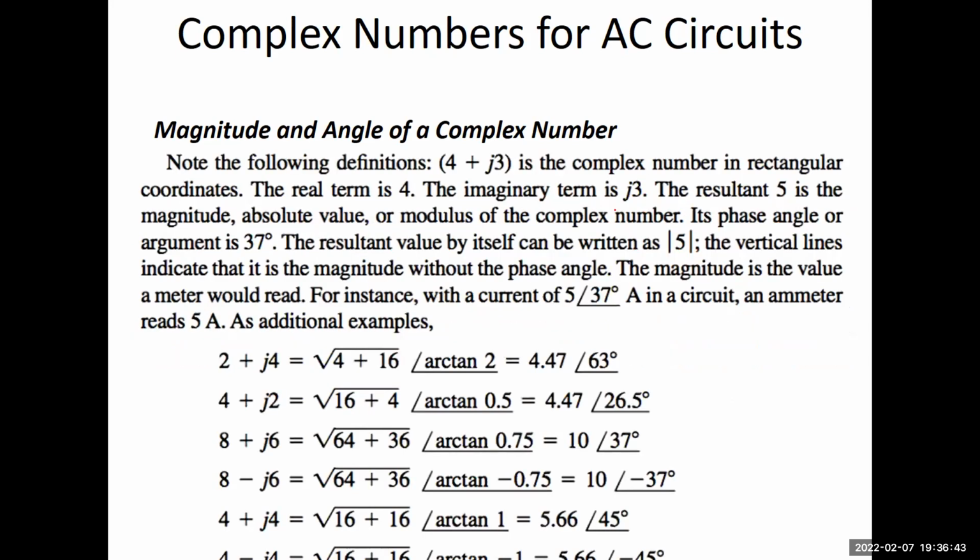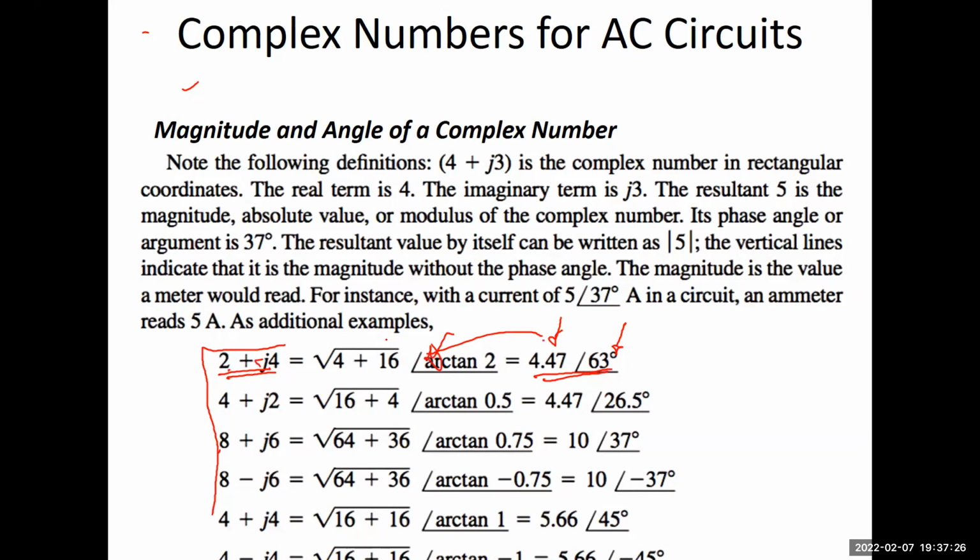So anyway, pagka naaral nyo na yung calculator nyo, please do these exercises. Tingnan nyo kung itong mga rectangular na to ay makakakuha kayo ng ganitong polar form. So this is the magnitude and this is the phase angle. Tapos pagka na-discover nyo na itong pag-convert ng rectangular to polar, discoverin nyo naman ngayon yung pabaliktad, yung polar to rectangular.